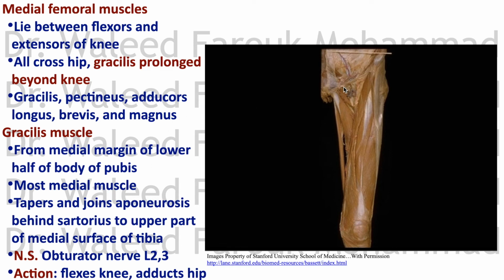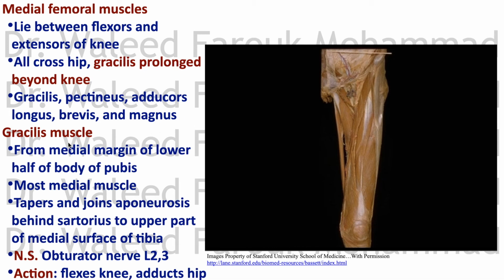Now the medial femoral muscles. The medial femoral muscles lie between the flexors and the extensors of the knee. They all cross the hip, so they act on the hip joint, of course. Gracilis muscle prolonged beyond the knee, so expect to add an action on the knee for the gracilis muscle. The gracilis, pectineus, adductors longus, brevis, and magnus are the medial femoral muscles.